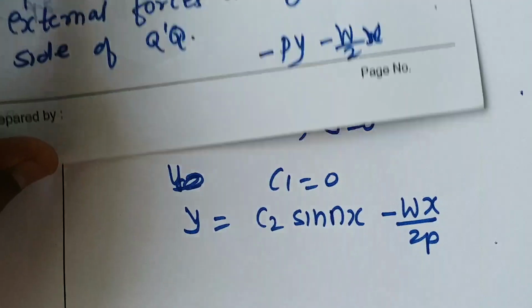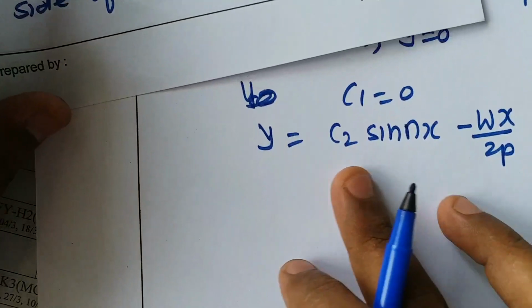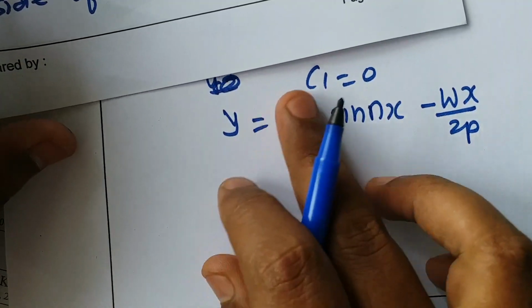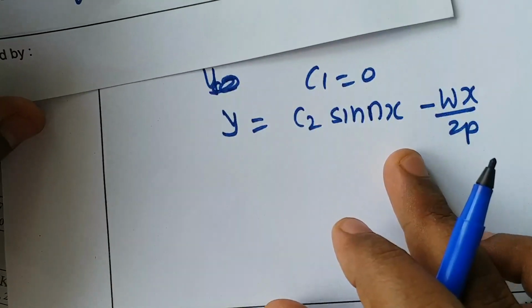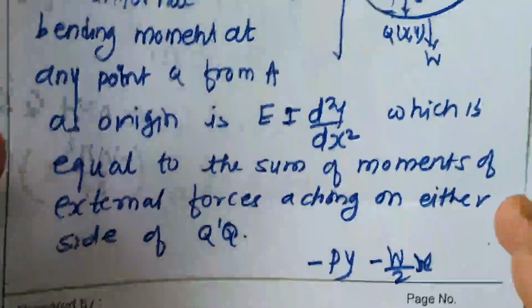Now if you see here, this is the value of y will be, because c1 is 0. Now the second constant we are going to calculate, so we are going to use one more condition here in this problem.